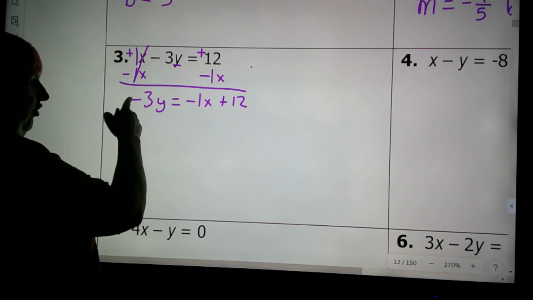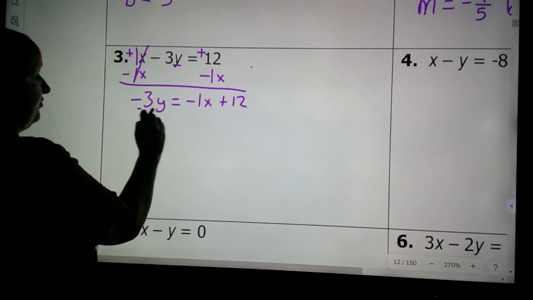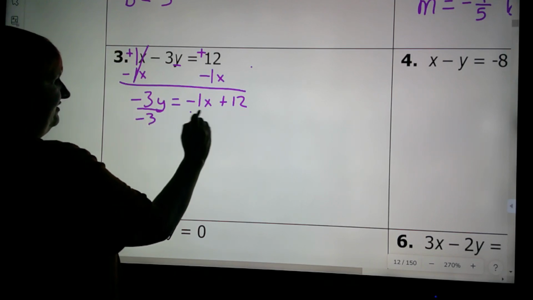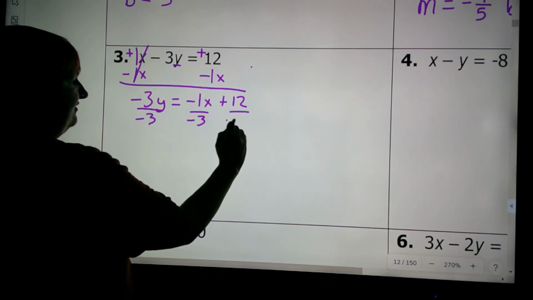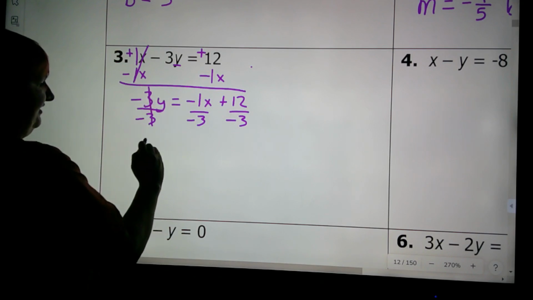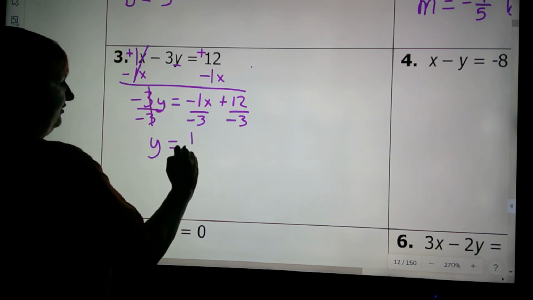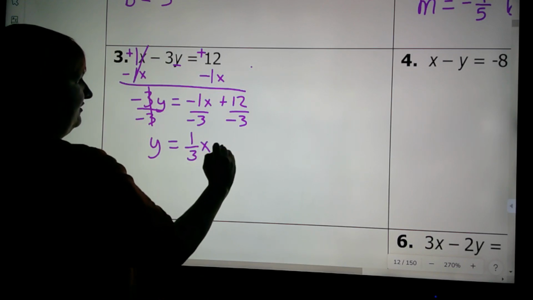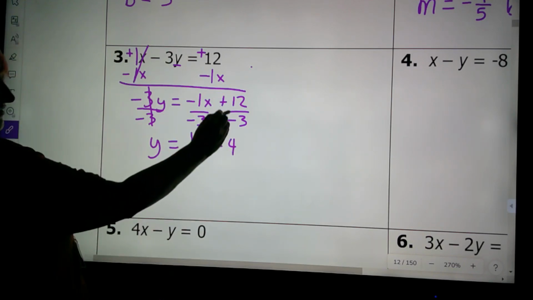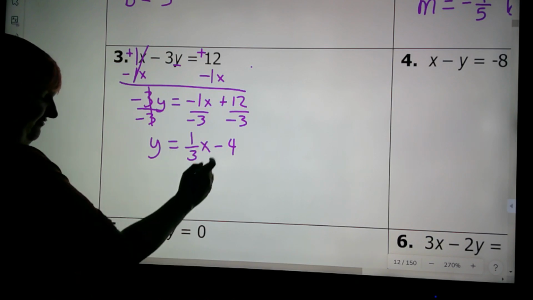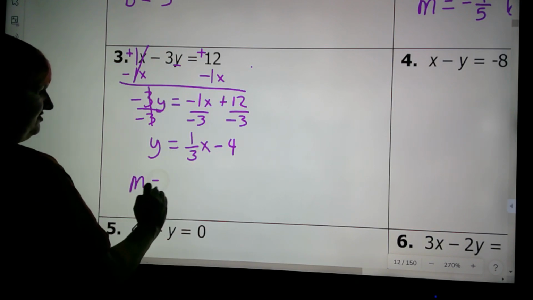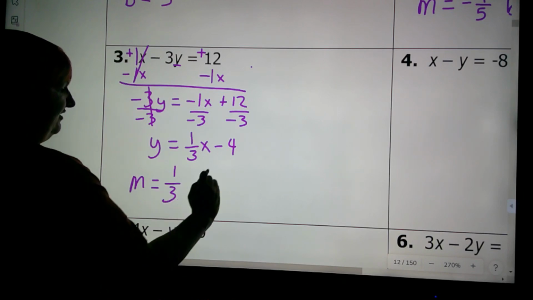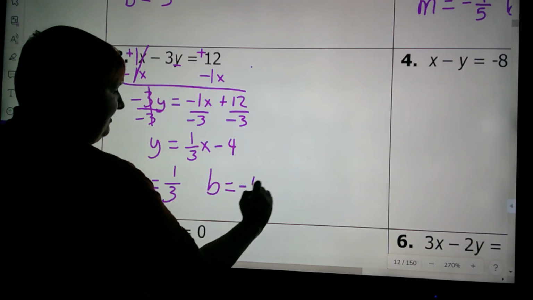We want to get rid of the whole negative 3. So we're going to divide by negative 3. That leaves us with y equals 1/3 x minus 4. 12 divided by negative 3 is negative 4. So our slope is 1/3 and our y-intercept is -4.